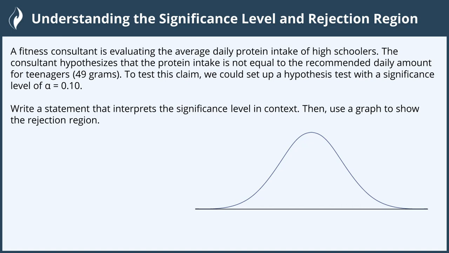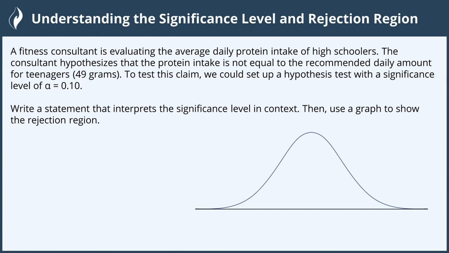Hi everyone! In this video, we will discuss understanding the significance level and rejection region. A fitness consultant is evaluating the average daily protein intake of high schoolers. The consultant hypothesizes that the protein intake is not equal to the recommended daily amount for teenagers of 49 grams.